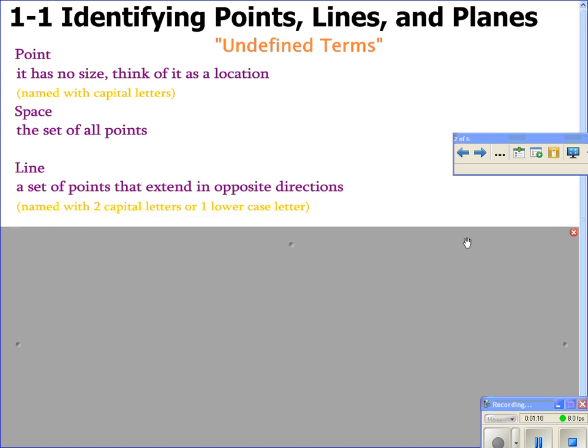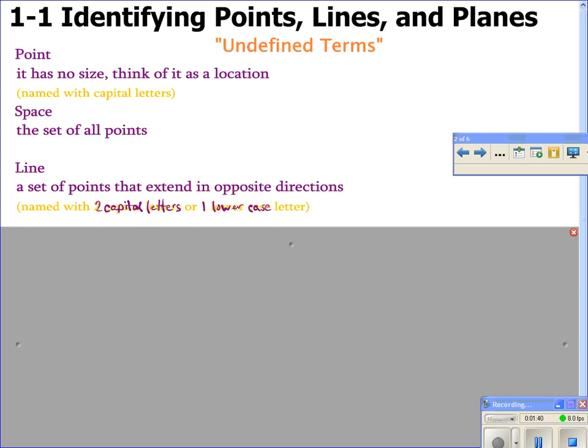Okay, next one is line. This is a set of points that extend in opposite directions. So all these points lined up in a line, and they're going to go forever in opposite directions. The important part here being how to name them. So you can name them with 2 capital letters, highlighting this so you can read it from far away, or 1 lowercase letter.